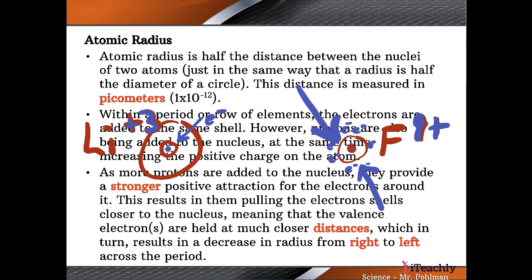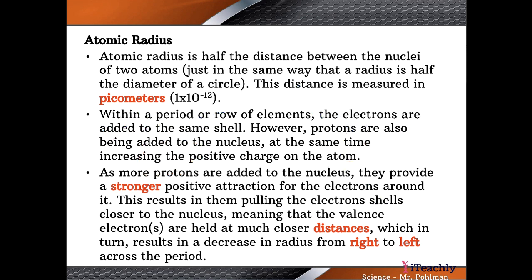Now that has a lot of implications, and we'll take a look at those when we go to our other periodic trends. All right, so as we have more protons added to the nucleus, they provide a stronger positive attraction for the electrons. It pulls them in. So as these electrons are being pulled in closer and closer, you're going to find that the radius decreases as you move from left on the periodic table to the right.